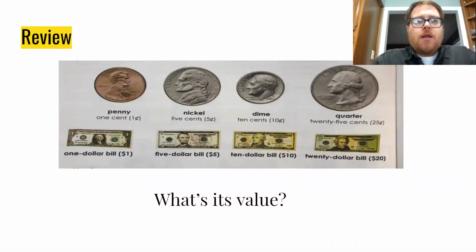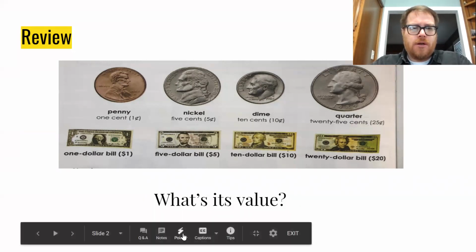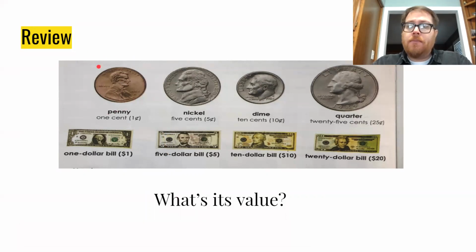All right. Okay, what's the value? So we have different types of coinage or coins. We have the penny, and let me get my little pointer here. There we go. So this is called a penny, and remember it's 1 cent. And then we have the nickel, 5 cents.